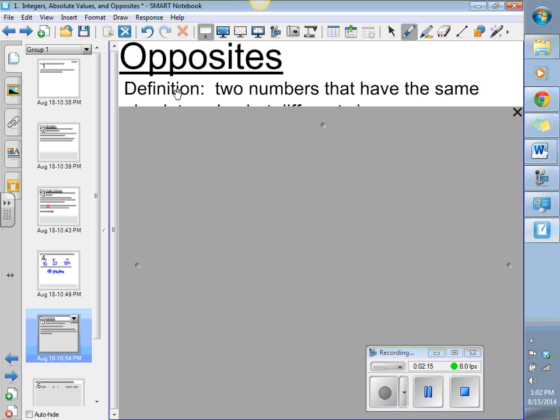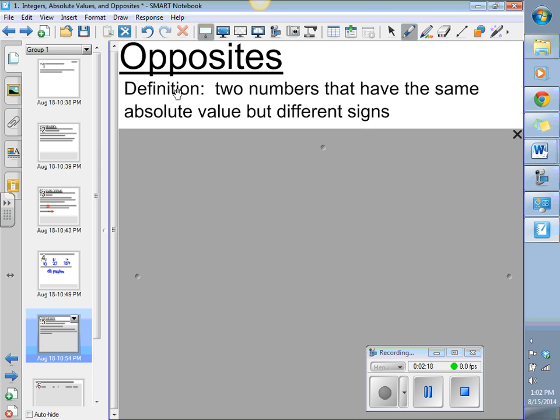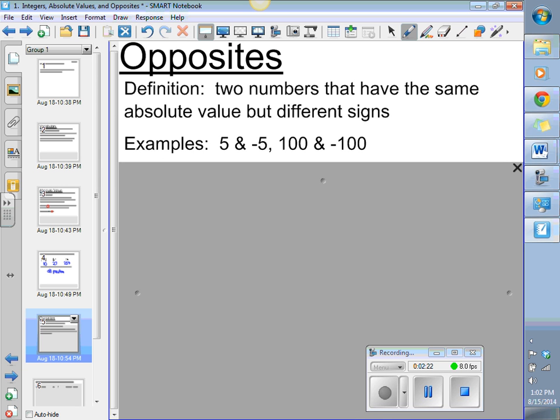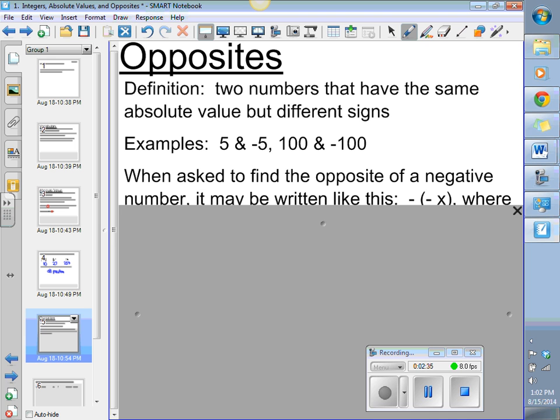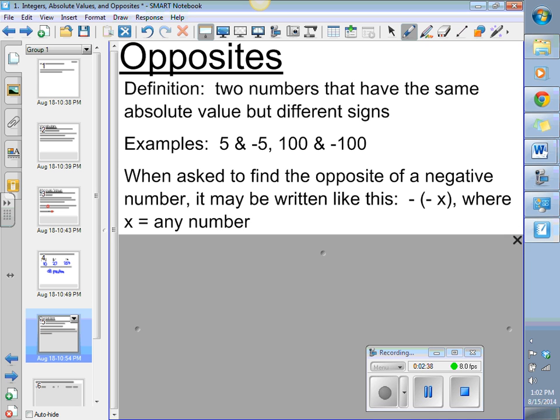The opposite of a number. These are two numbers that have the same absolute value but different signs. So 5 and negative 5, or 100 and negative 100. These sets each have two numbers that are equally away from 0 with different signs. If you're asked to find the opposite of a negative number, it may be written like this, so the double negative sign doesn't confuse you. The parentheses up here. X represents any number.